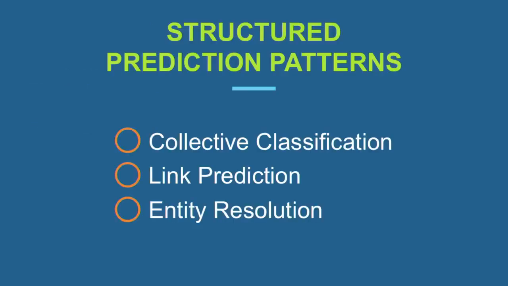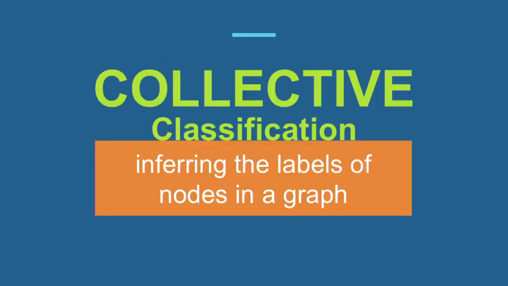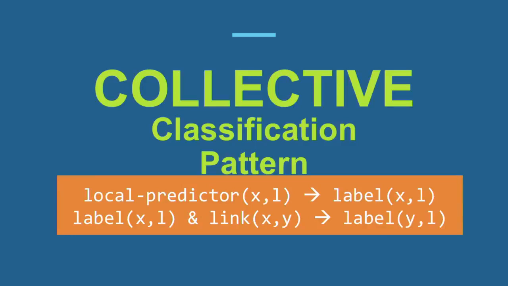But the patterns that I'm going to go over for structured prediction problems are really these basic graphy problems where I'm trying to either predict labels for nodes in a graph, predict links between things, and also figure out when two things are the same. Let me just dive into the first one, collective classification, which is simply inferring the labels of nodes in a graph. The little pattern for expressing this as logical rules is super simple. It just says, okay, I'm going to use some local information that I have about the node. I'm going to make a prediction for the label based on that, but then I'm also going to use the structure.